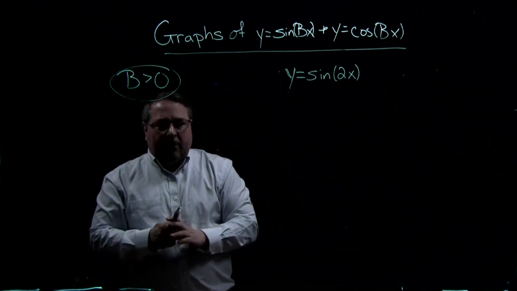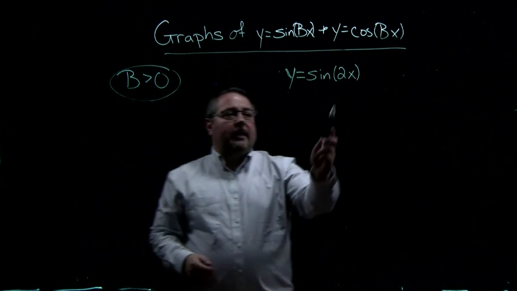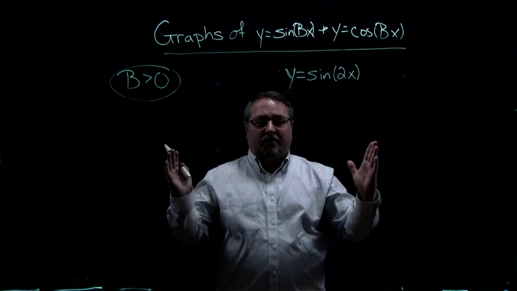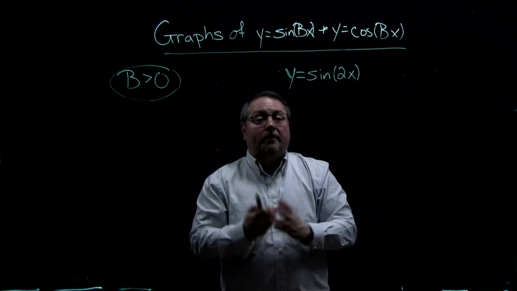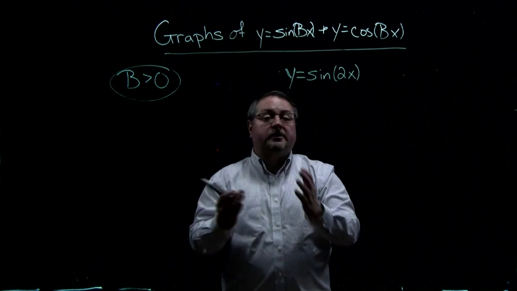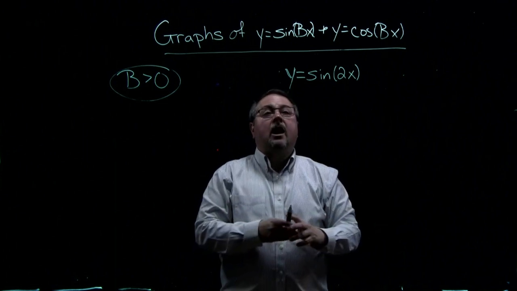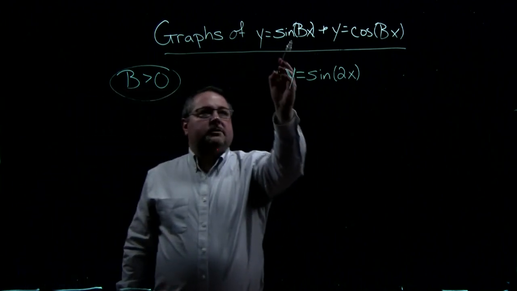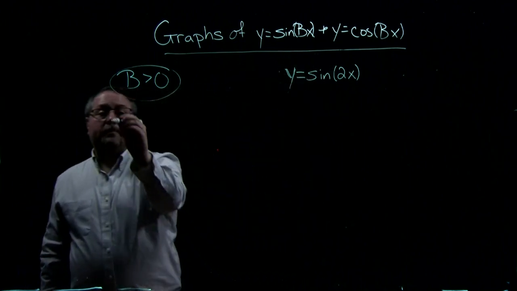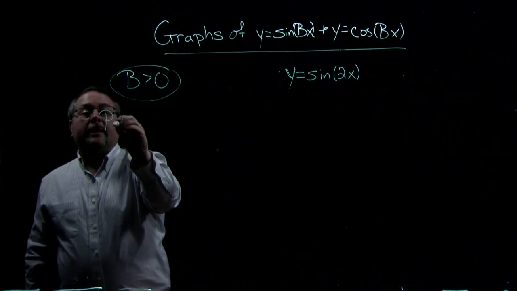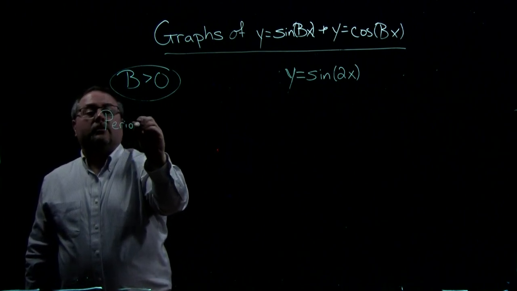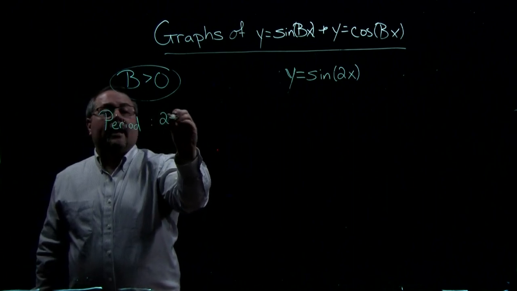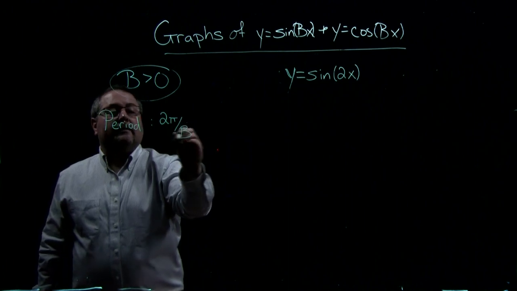But this works in a kind of counterintuitive way, where if we multiply x by some big positive number, something that's bigger than 1, it's actually going to be a compression. And if we multiply it by a small positive number, something between 0 and 1, it's going to stretch us out. In general, it turns out that for y equals the sine of bx and y equals the cosine of bx, we can think about b as affecting the period. So the period is now going to become 2 pi divided by b.